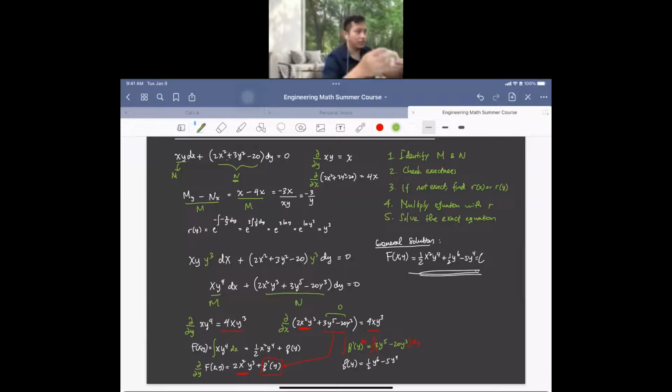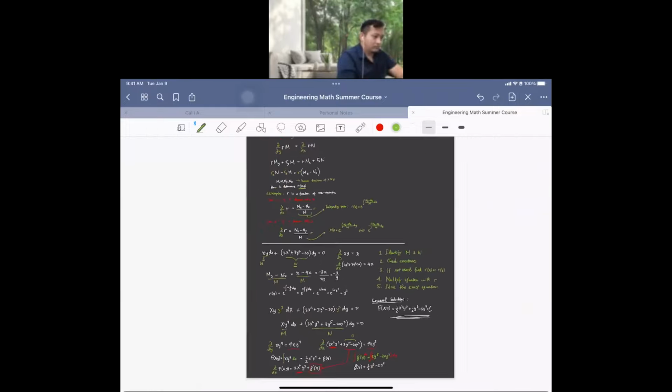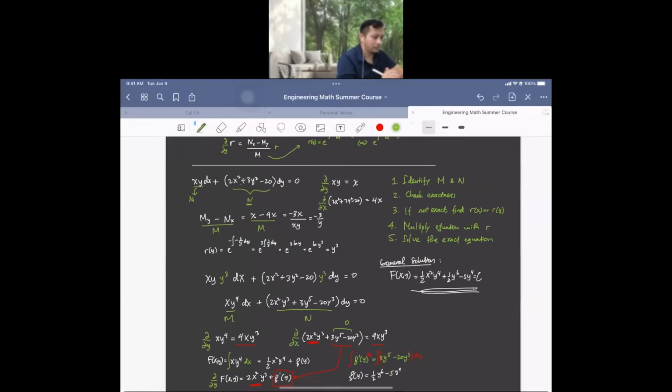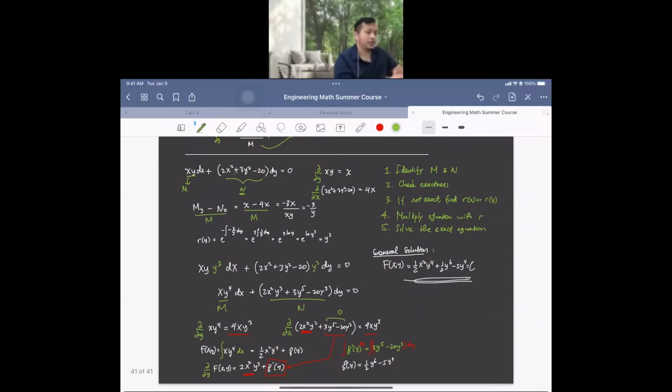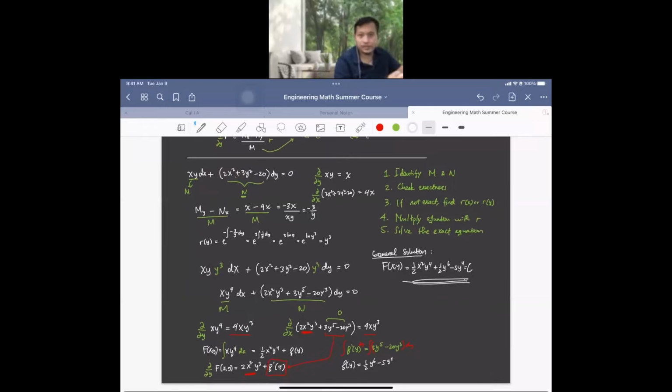Okay, one more example. This is integrating factor in some equation. Let me give you one more example. Or do you want to take notes for here first? Okay, I can give you a few minutes for these notes. Let me check.